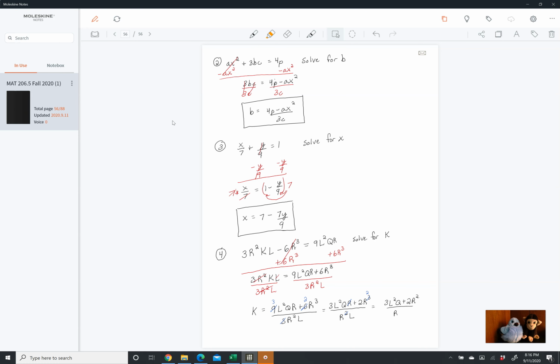over RL. And if we look at this, and once again we say, is there anything that every term has in common? There isn't, okay? Two of them have an L, but the third one doesn't. Two of them have an R, but the third one doesn't. Only one of them has a Q. And 3 and 2 have no common factors, okay? So this is our final answer.